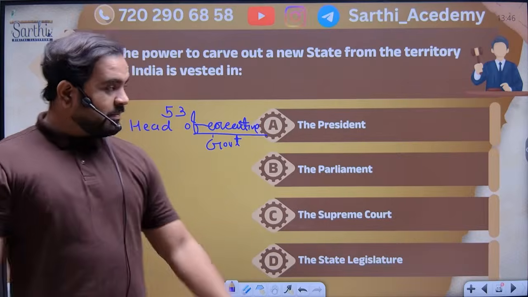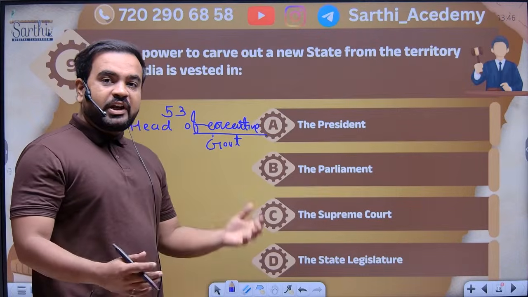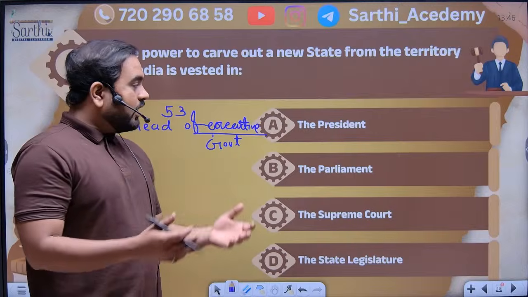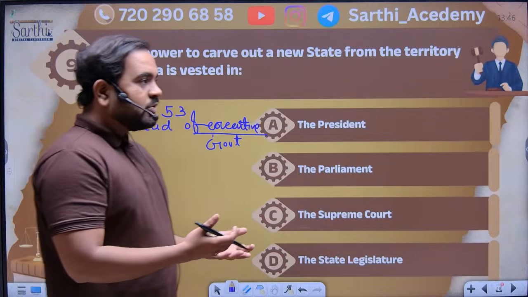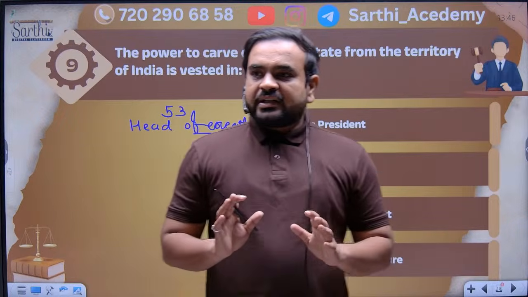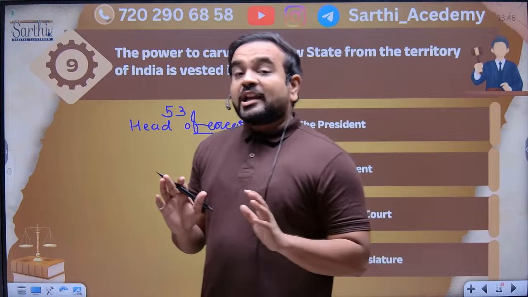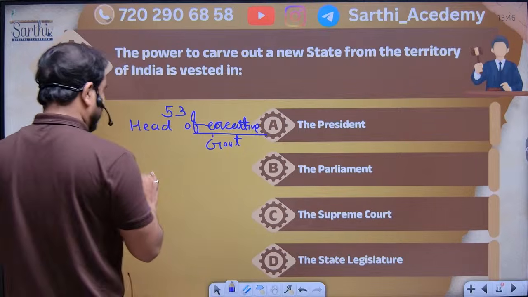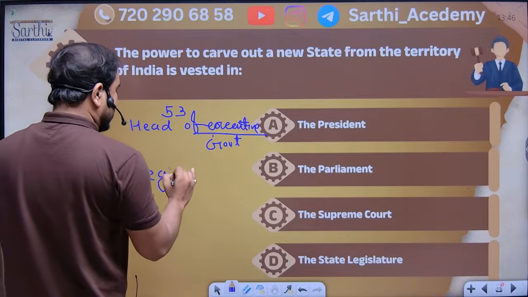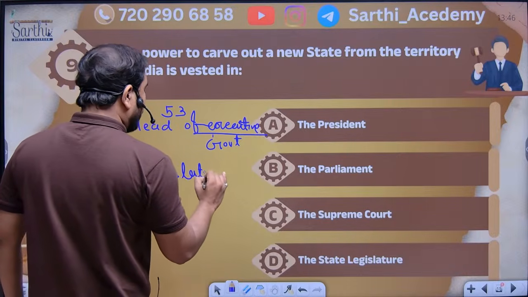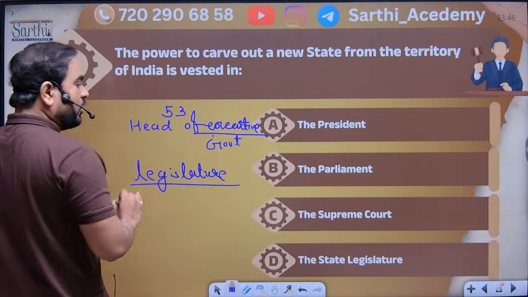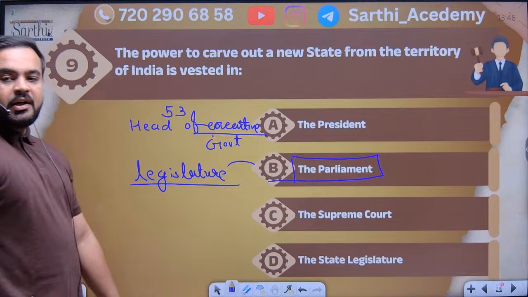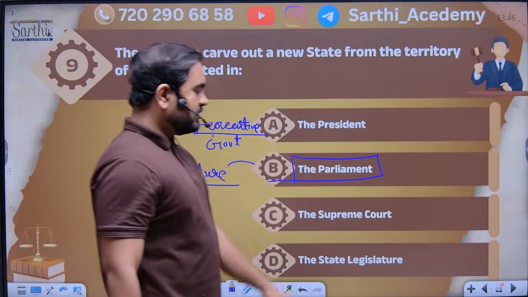President can do so, but only after aid and advice of the executive. So if the power is in the hands of the executive, that is very wrong, that is not good for the sake of democracy. So that is why that power is actually given to the legislature, that means the law making body, and the law making body in our country is parliament. That is why the answer again is parliament.